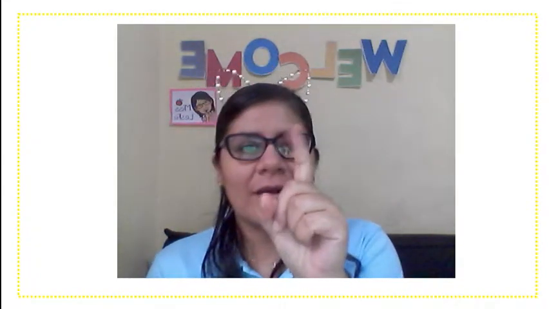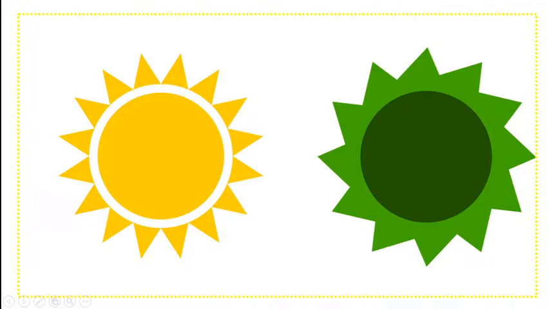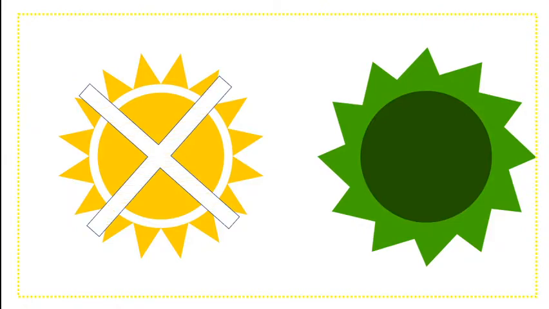Now pay attention, listen and point with your finger, okay? Show me your finger. Show me your finger like this. You are going to point, okay? Listen and point to the correct color. Pay attention. Look at the sun. Yellow and green. Point to the yellow. Quickly! Yellow. One, two, and three. Excellent.